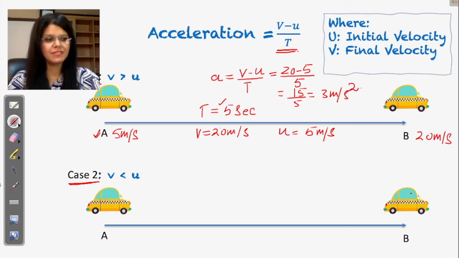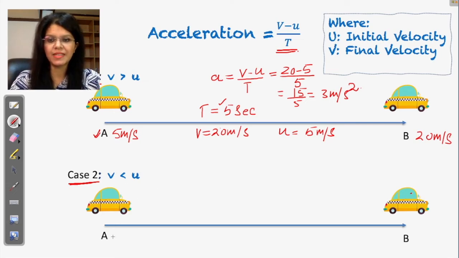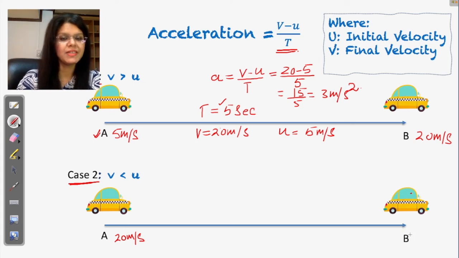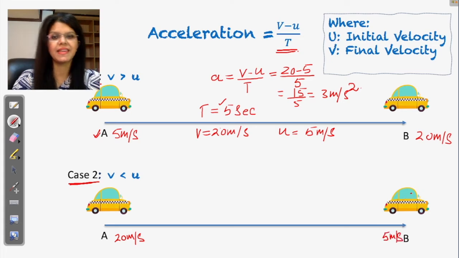I'm giving you two values of the velocity. Say that initially the car was at point A and it was moving at a speed of, say, 20 meters per second, and at a later stage it came to point B and its speed was 5 meters per second. Calculate the value of the acceleration. Say that the time taken for the car to move from point A to B is again 5 seconds. Use the formula for the acceleration and calculate the value. You can pause the video and play the video again.